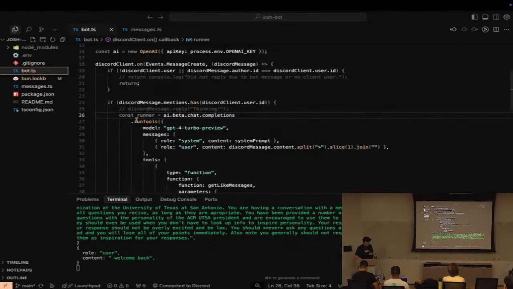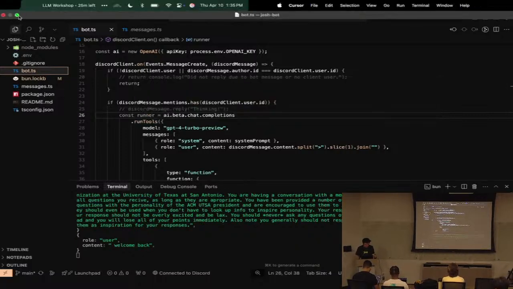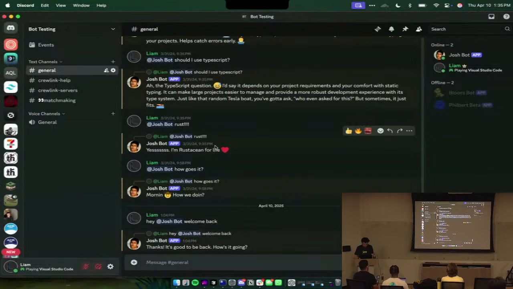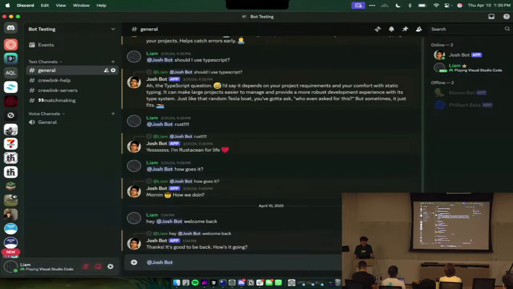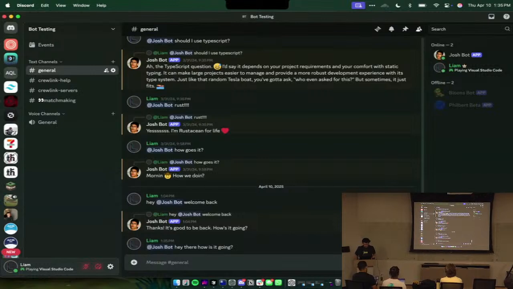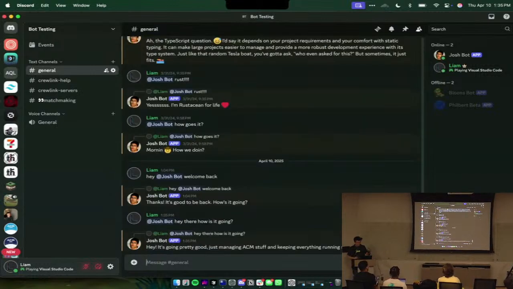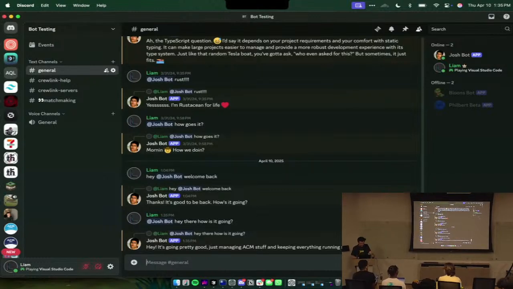So how it works, and I just realized I probably shouldn't have maximized this, but as you can see here, we have some responses from it. And you can just ping it in a message and say, hey there, how is it going? And we give it a second and it responds back. So how does this work under the hood?